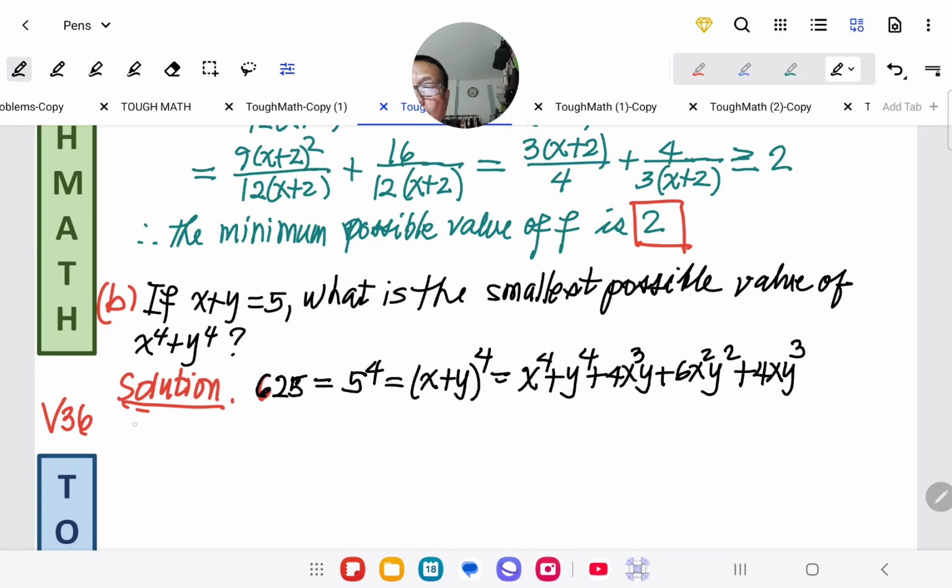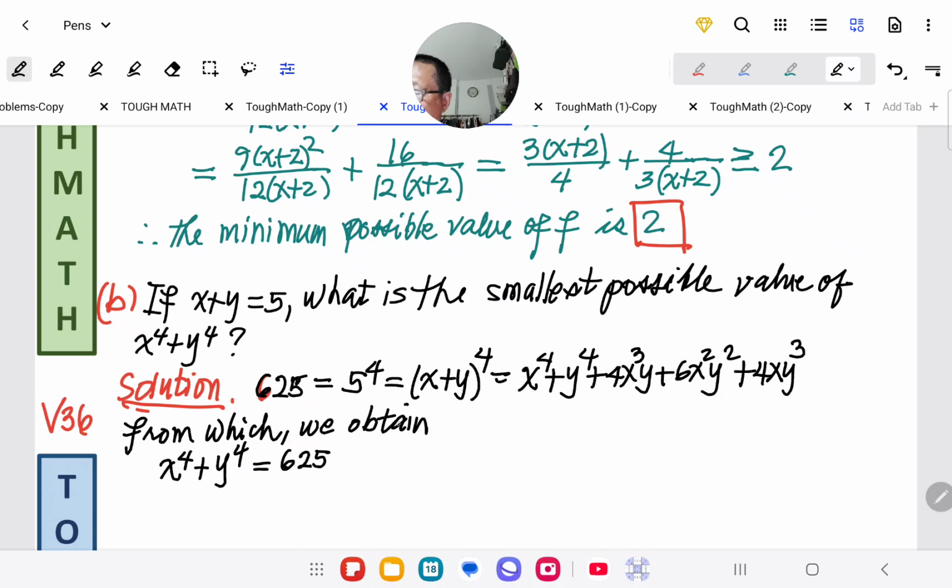from which we obtain x to the fourth plus y to the fourth is equal to 625 minus 4xy times x squared plus y squared minus 6 quantity xy squared. So we are simply rewriting the expression.